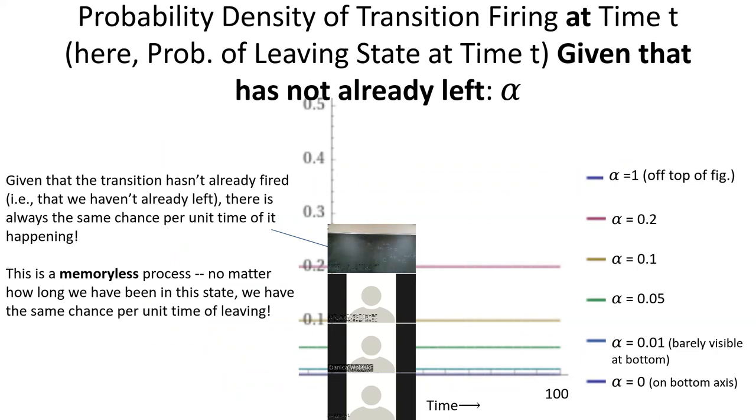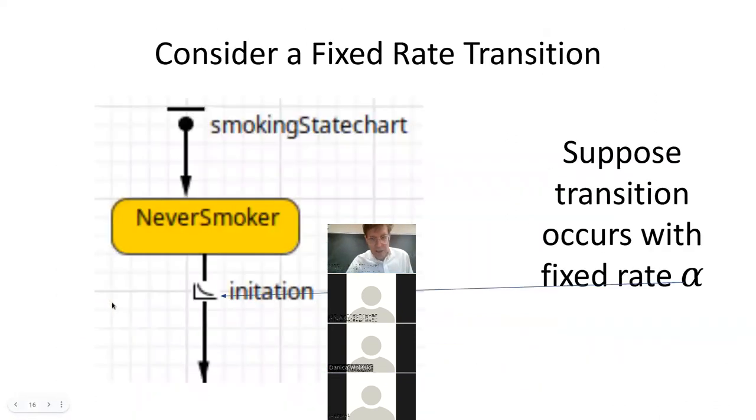You have that same chance per unit time of leaving. This is memoryless. No matter how long you've been in the state, you have that same chance of leaving. Okay? So when you see that rate transition, no matter if it's a fixed rate, no matter how long I've been here, it's that same chance. This is memoryless. Could you remember that? Could you remember for the fun of it? Right. Win one for the Gipper. Try to remember it? Okay.